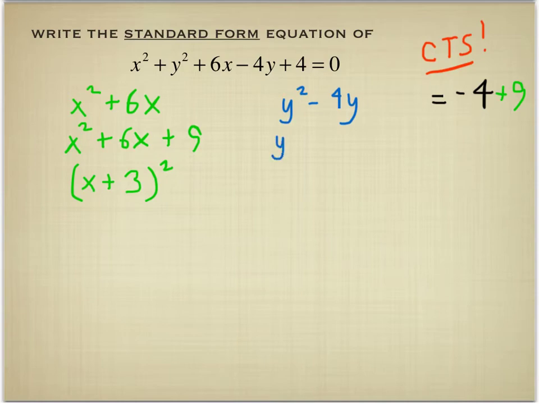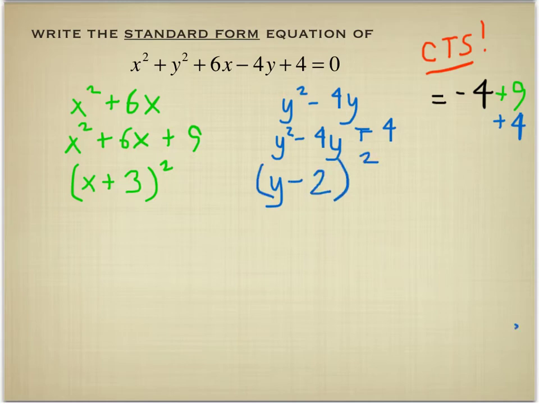Same thing over here. Again, I'm going to focus on that negative 4. Half of that is negative 2. Negative 2 squared is plus 4. So I'm going to add 4 over here as well. Meanwhile, I'm going to end up with y minus 2 squared. That's my perfect square there. And on the right hand side it's going to equal, notice the 4's cancel out, and it's just going to equal 9 over there. So now I can clearly identify what my key features are.